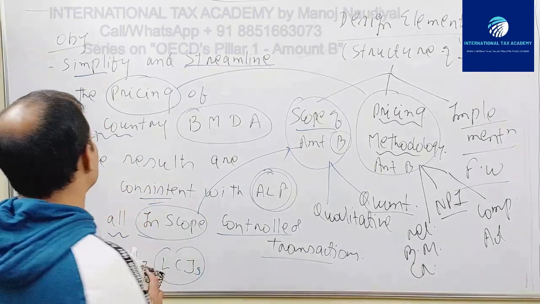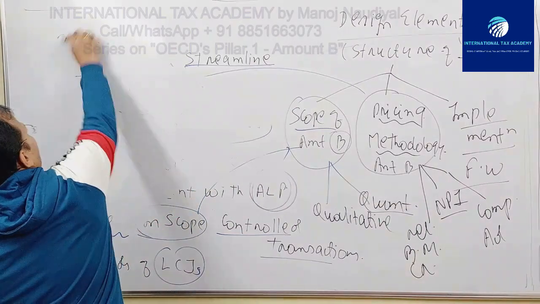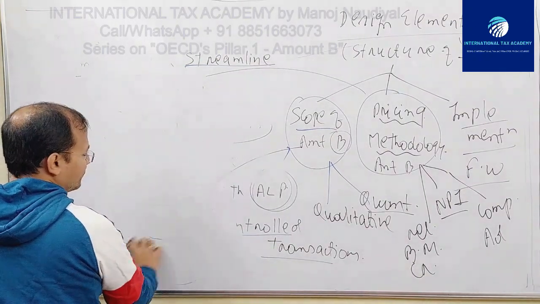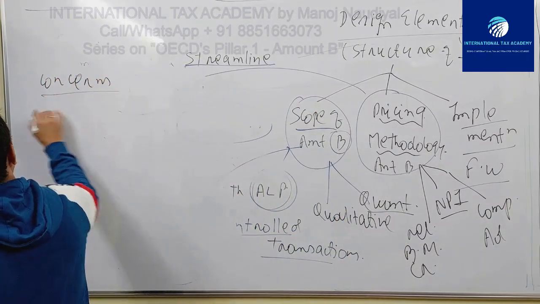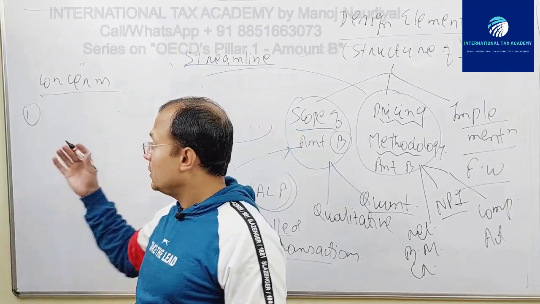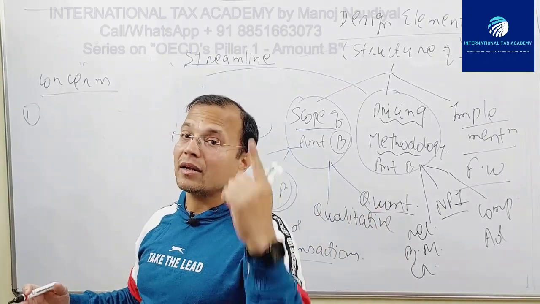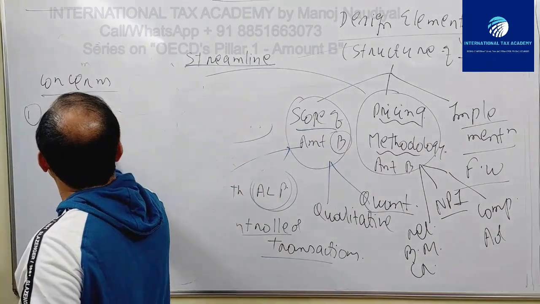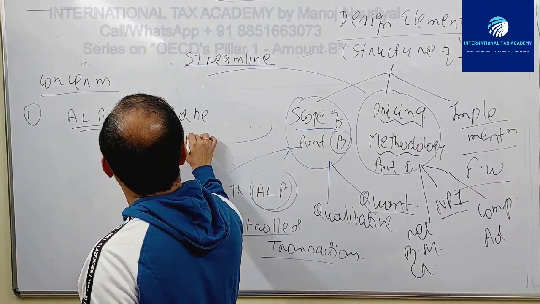The last would be the concerns. The concerns pertaining to this entire document, concerns pertaining to Amount B. Remember I had concerns or challenges. The first challenge obviously is that the objective should be realized. Objective is to simplify and streamline the pricing of the in-scope baseline marketing and distribution activities for all the controlled transactions, so that the results are consistent with the arm's length principle. The first concern is that the arm's length principle should be followed. ALP should be adhered to. This is the first concern.